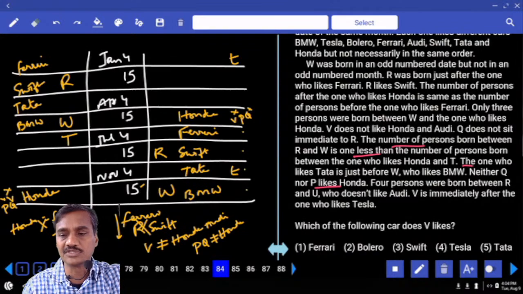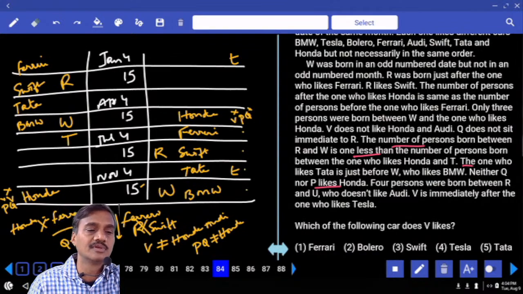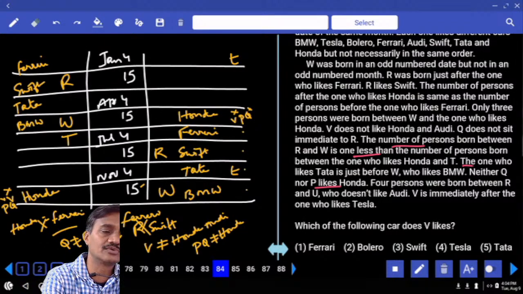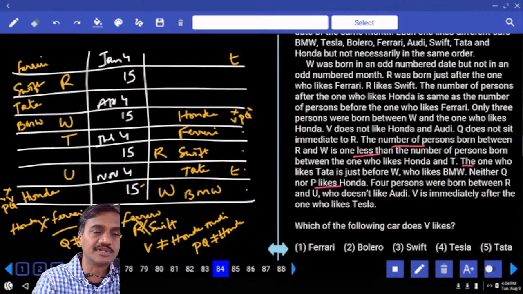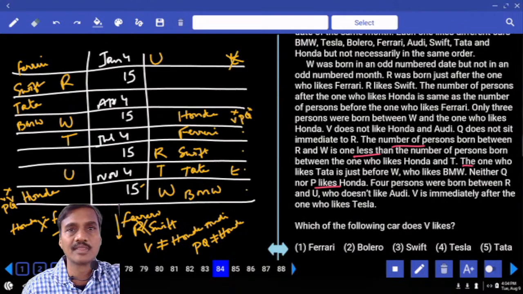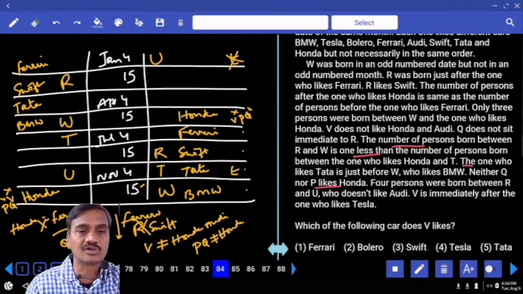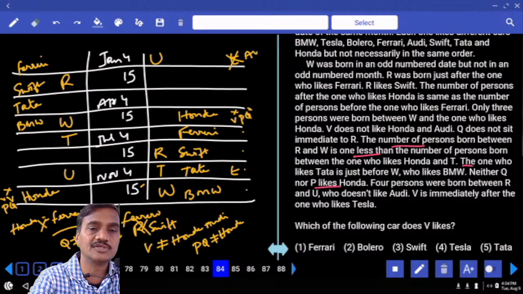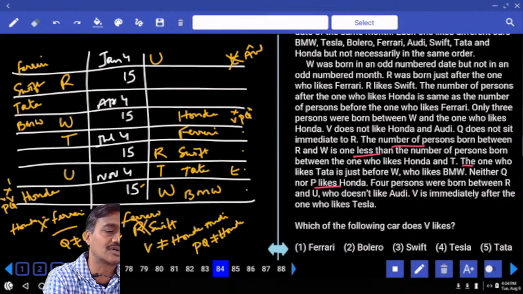And 4 persons were born between R and U. Now this is the crucial information: 1, 2, 3, 4, U is here. If U is here, T cannot be here. Hence T must be here. And there are 4 persons between R and U. U does not like RD. Hence RD is ruled out for this U.